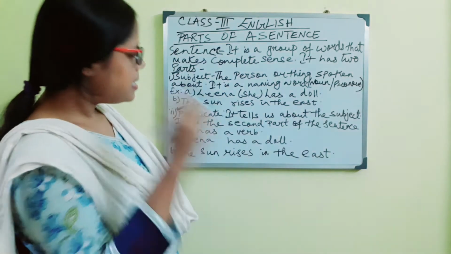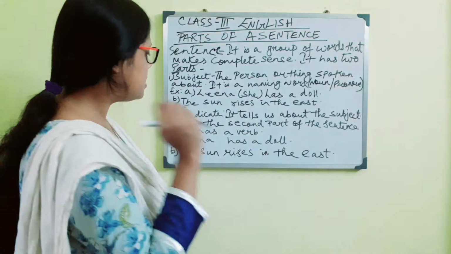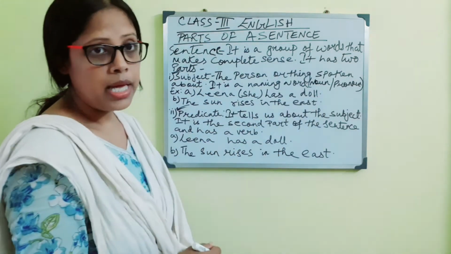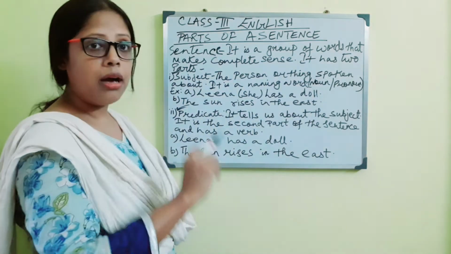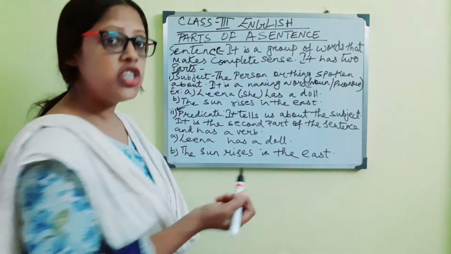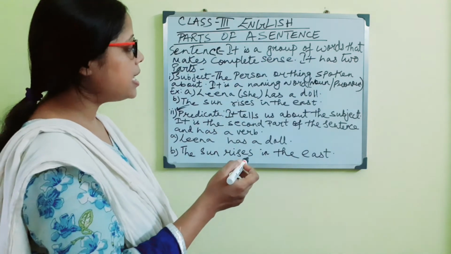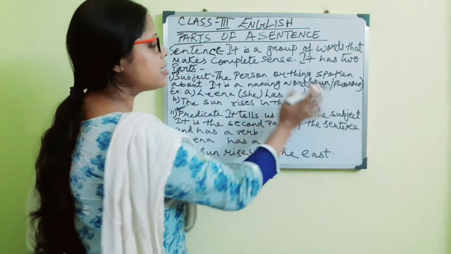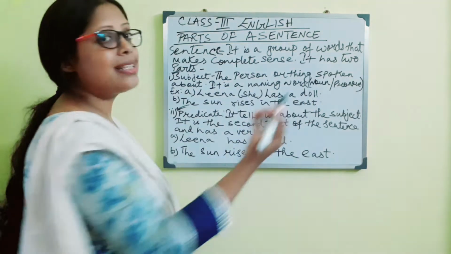Now, let us see the first example. Over here we have two examples. Let us see the first example. Lena has a doll. Now, Lena is a noun, or instead of Lena, you can also use the term she. So, Lena is the noun and the term she is the pronoun. Who has a doll? Lena has a doll.